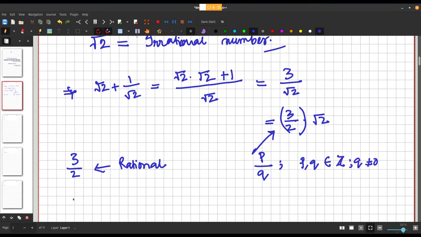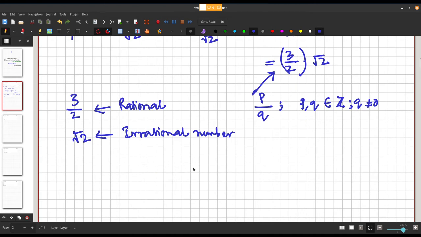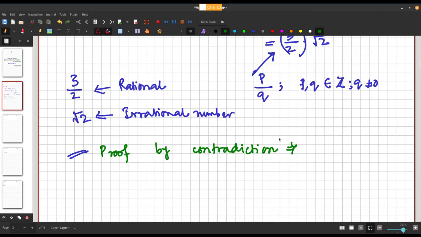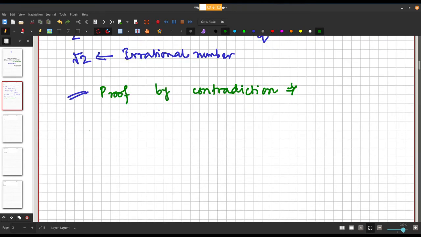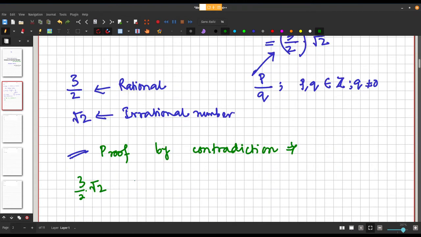And we have already established that root 2 is an irrational number. So, what will be the product of a rational and an irrational number? It will be irrational. And we can simply prove it by contradiction. So let us assume that the number which is given in the question is rational.